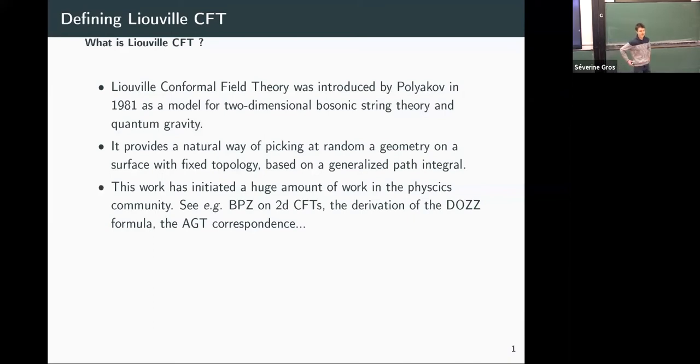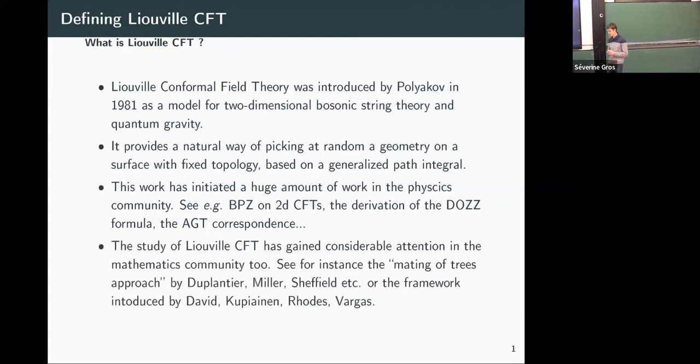So far it's only the physics picture, but mathematicians are also interested in this CFT, especially over the past decade. There are many teams that have been interested in it. One of them is the mating of trees community, with the famous paper by Duplantier, Miller and Sheffield in 2014. There are also approaches that come more from the discrete picture and are mostly based on statistical physics, like for instance Le Gall and Miermont with the Brownian map.